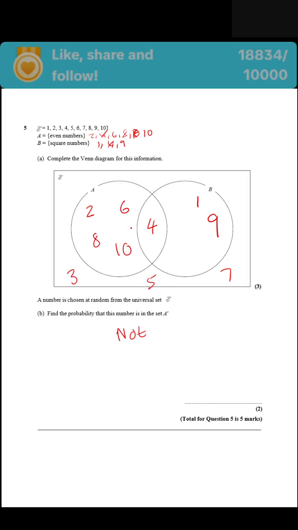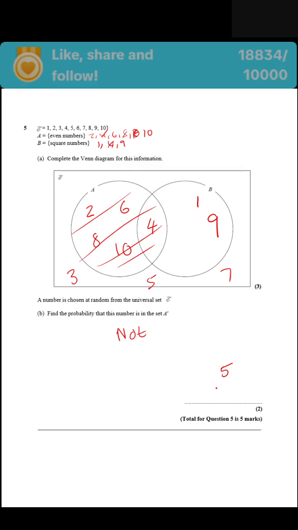So we look at the circle for A, and we're not including any of those numbers. So basically all those we don't want to use. We're just looking at the ones that have not been crossed out. So there's a 1, a 9, a 7, a 5 and a 3. So there's 1, 2, 3, 4, 5 numbers. So there are 5 numbers that are not in the set of A.